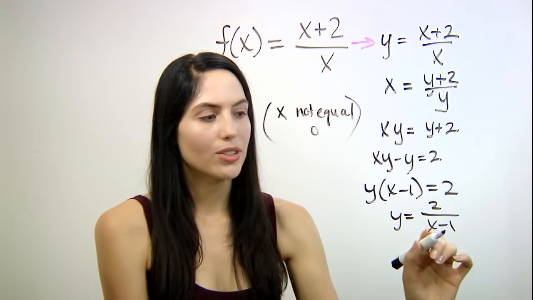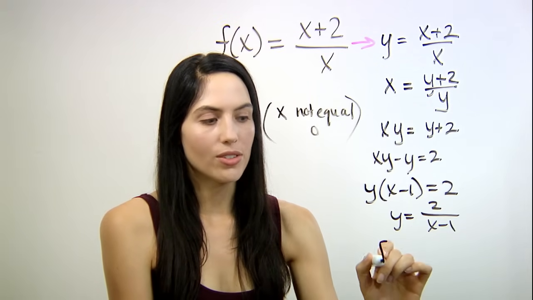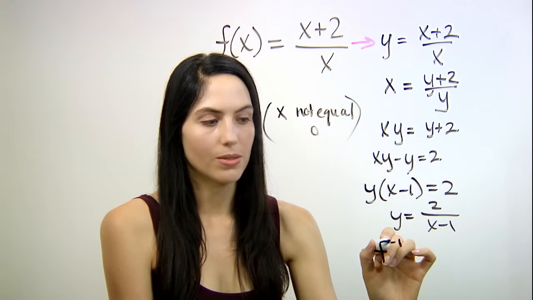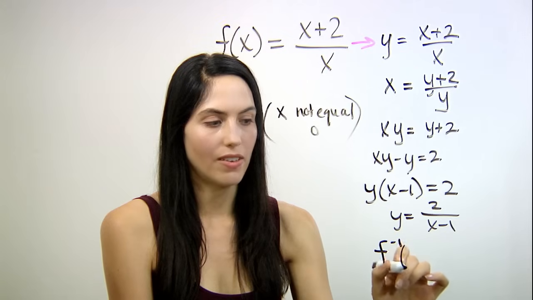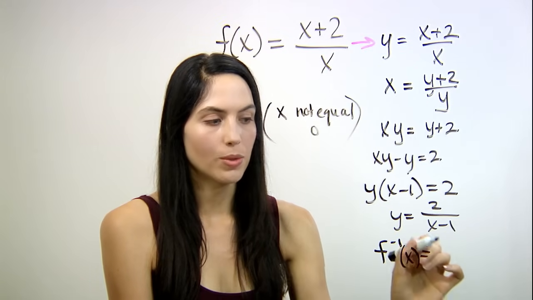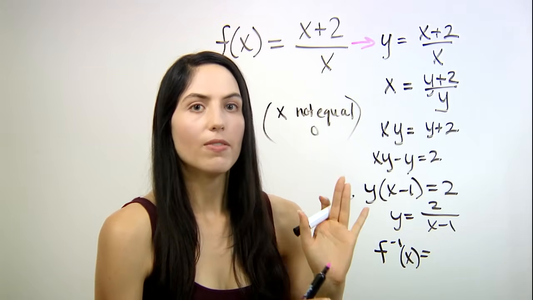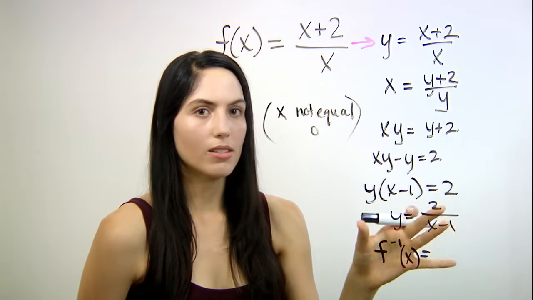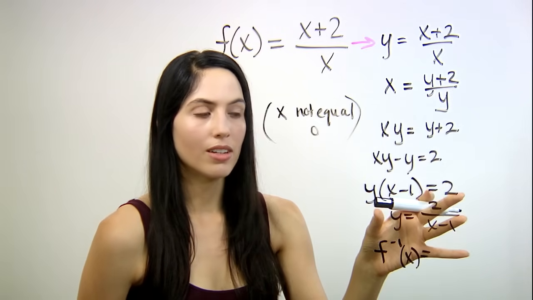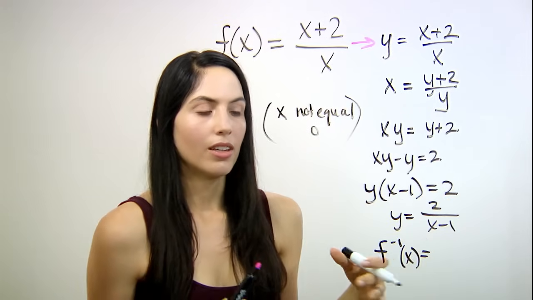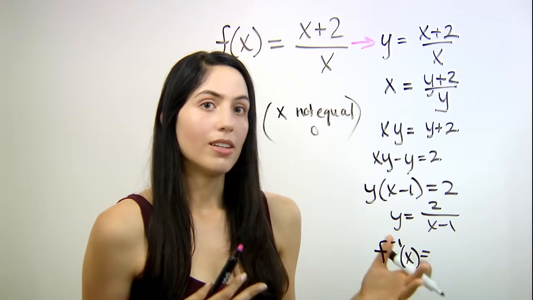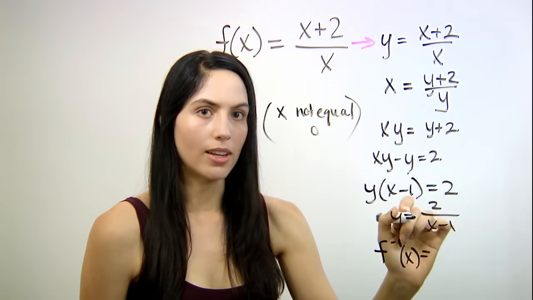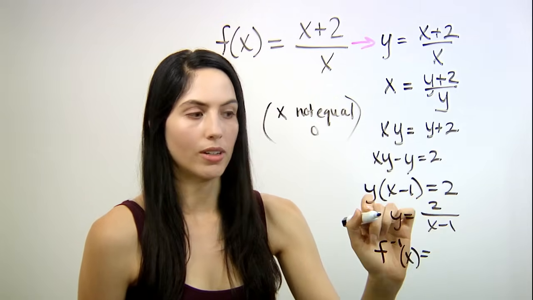To write this as a function, we would use inverse notation, f inverse with a negative 1 superscript of x equals the expression, but first you have to check that this is actually a function. Sometimes it's just a relation and not a function. Is this a function? It is, because for any one x value we plug in, there's only one corresponding y.